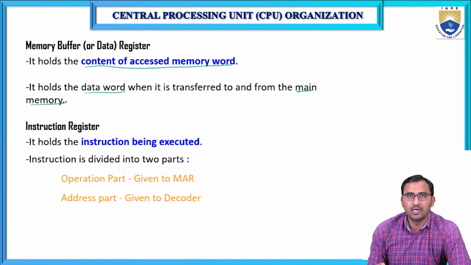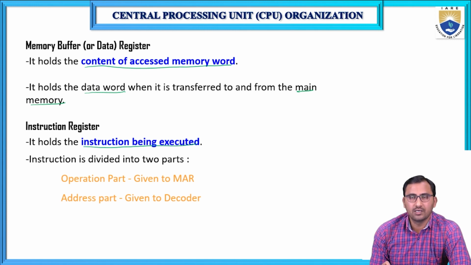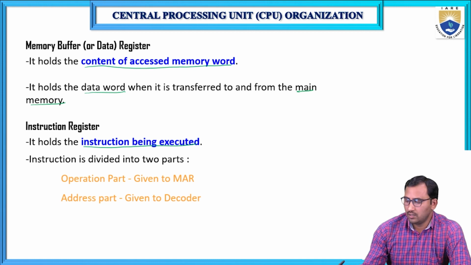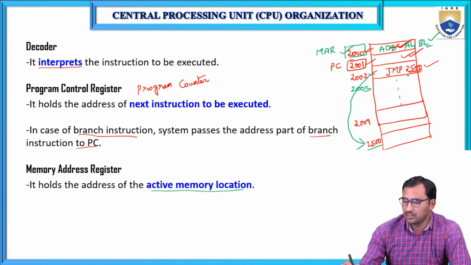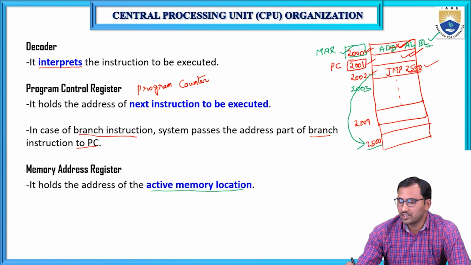And coming to the instruction register. It holds the instruction being executed. If you look at the previous example, in the 2000 location, what is the instruction stored? The instruction stored is add AL comma BL. That instruction will be stored in the instruction register. So the instruction register contains the currently executing instruction.